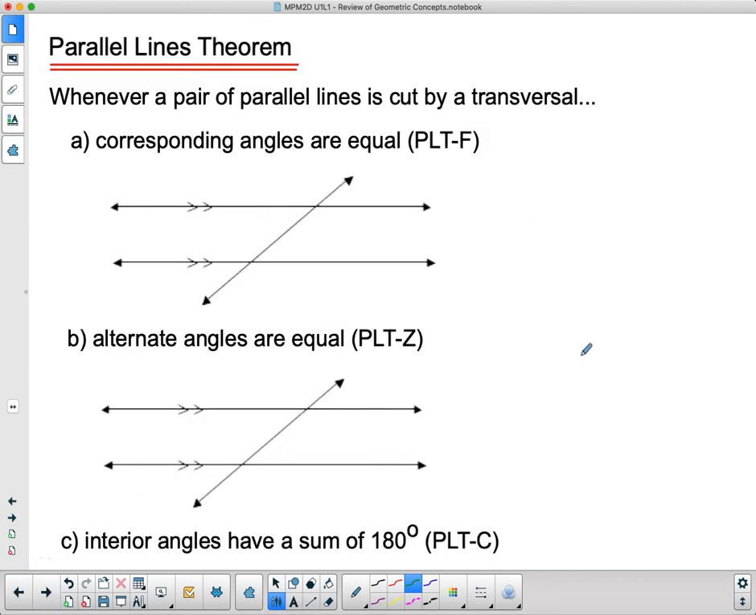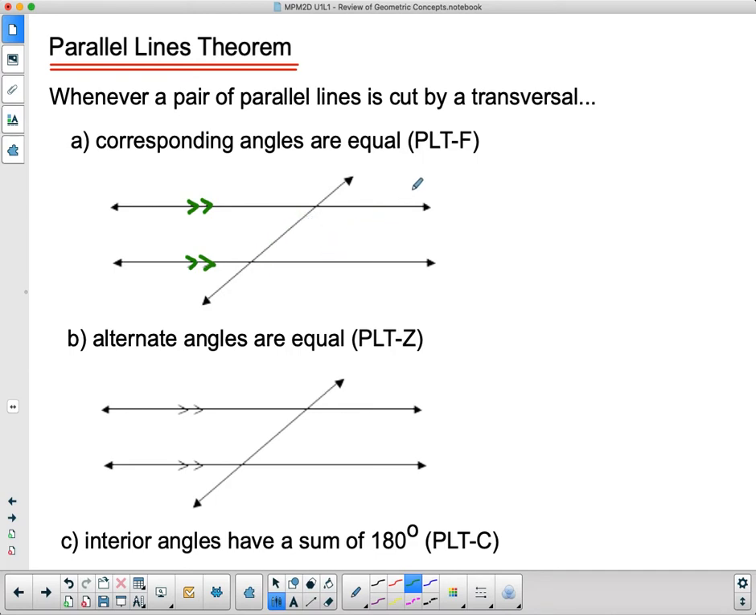Carrying on, now we're going to talk about the parallel lines theorem. There are three different parallel lines theorems. Whenever you have parallel lines, and that's what these little marks here mean, it means that these two lines are parallel. If it's cut by a transversal, and a transversal is just a line that cuts across other lines, it says corresponding angles are equal.